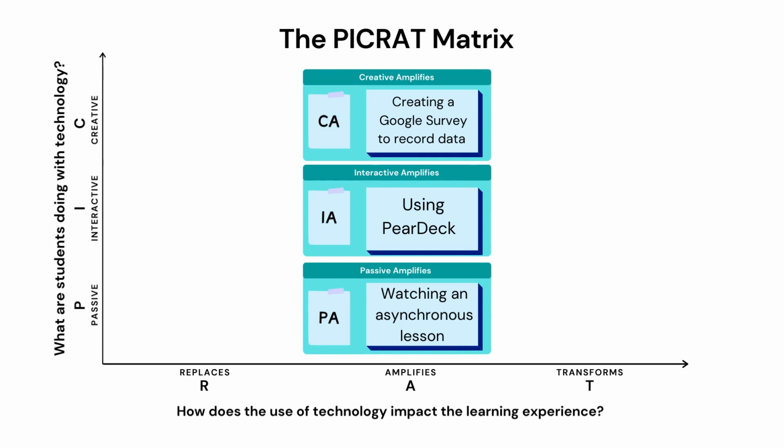The second column focuses on the teacher's amplification of technology. Teachers should ask themselves, how is the student's use of this technology amplifying their learning? Are they passively watching an asynchronous lesson, interacting with an online worksheet, or creating an online survey? For students, this particular PICRAT model lesson would fall into the passive amplification cell of the matrix, as you, the student, are watching this lesson, but hopefully is amplified a bit by the use of engaging slides.